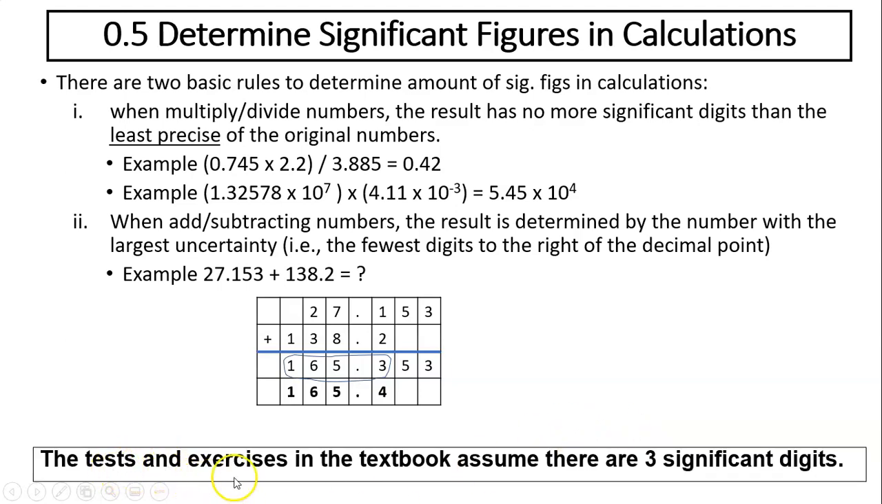Okay, the tests and exercises in the textbook, including the AP test, assume there are 3 significant digits, though.